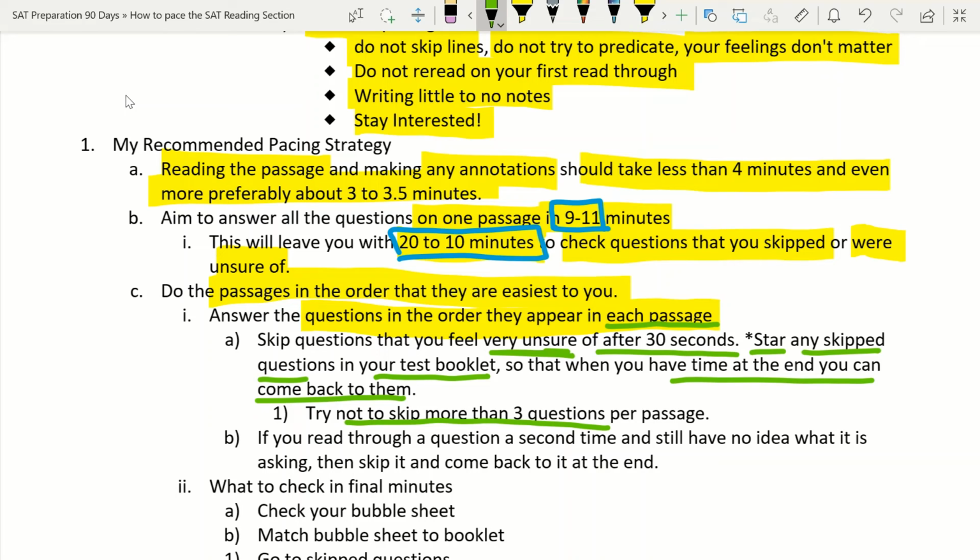Ideally, try not to skip more than 2. But if you have one passage that's just really difficult and you have to skip 3, that's okay. But then keep in mind, on another passage, try to not skip more than 2, or more than 1 then, or any if you can.